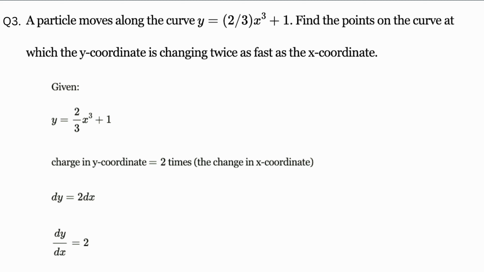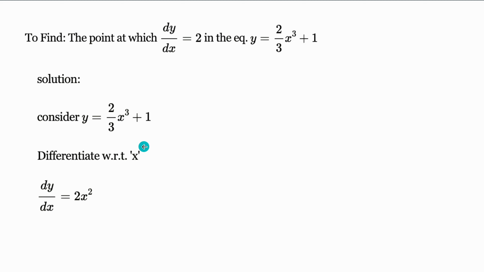Now moving on to question 3. A particle moves along the curve y is equal to 2 by 3 x cube plus 1. Find the points on the curve at which the y coordinate is changing twice as fast as the x coordinate. So it has been given to us that y is equal to 2 by 3 x cube plus 1, and the change in y coordinate, that is dy, is equal to 2 times the change in the x coordinate, that is dy is equal to 2 dx. We can also write this as dy by dx is equal to 2. Now we're told to find a point at which dy by dx is equal to 2 in the equation given in the question.